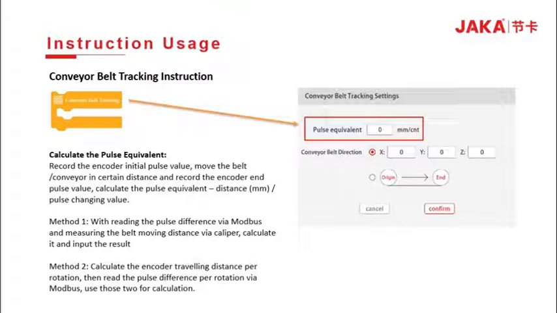There are currently two methods. The first one is to read the pulse difference and the distance: pulse from Modbus and distance measured with a caliper. The second is to calculate the encoder traveling distance per rotation. Then, read the pulse difference per rotation via Modbus. Use those two for calculation.